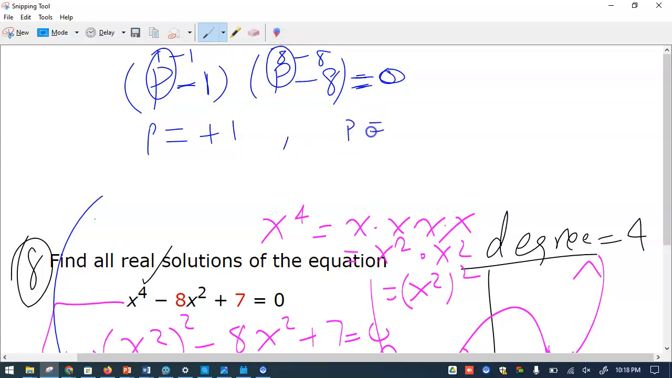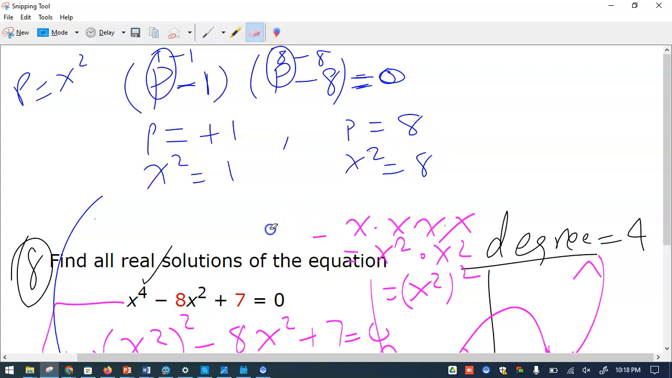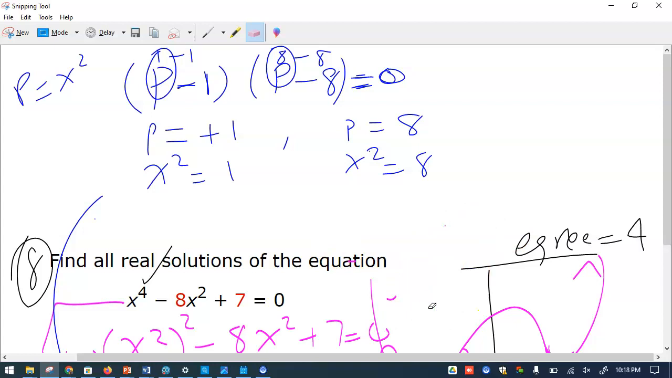So this is p is 8. But then replace back, what is p? Remember it was x squared. So you write x squared is 1. So p is x squared. You put it back. Then you write down here and take the square root both sides. So this is x equals plus minus square root of 1. And this means it is x, square root of 1 is 1.